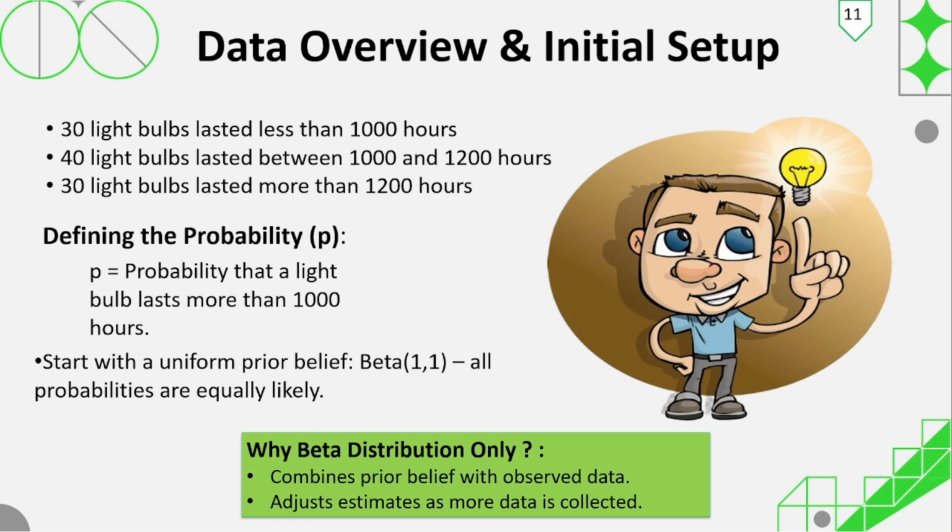So, defining the probability P as the probability that the light bulb lasts more than 1000 hours, we start with the prior belief that there is an equal chance that a bulb we draw will last longer than 1000 hours or not. Like, if from a sample of 100 we pick a bulb, there will be an equal number of chances for it to be a long-lasting or a blowing bulb.